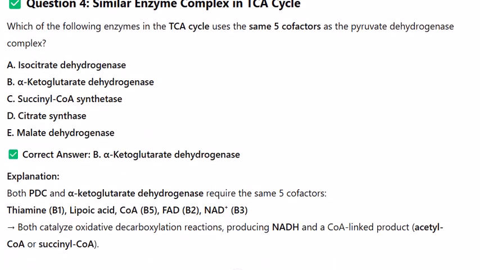Question 4. Similar enzyme complex in TCA cycle. Which of the following enzymes in the TCA cycle uses the same 5 cofactors as the pyruvate dehydrogenase complex? A. Isocitrate dehydrogenase. B. Alpha-ketoglutarate dehydrogenase. C. Succinyl-CoA synthetase. D. Citrate synthase. E. Malate dehydrogenase. Correct answer, B. Alpha-ketoglutarate dehydrogenase. Explanation. Both PDC and alpha-ketoglutarate dehydrogenase require the same 5 cofactors: thiamine, B1, lipoic acid, B5, FAD, B2, NAD, B3. Both catalyze oxidative decarboxylation reactions, producing NADH and a CoA-linked product, acetyl-CoA or succinyl-CoA.